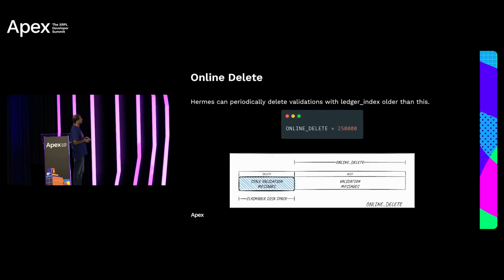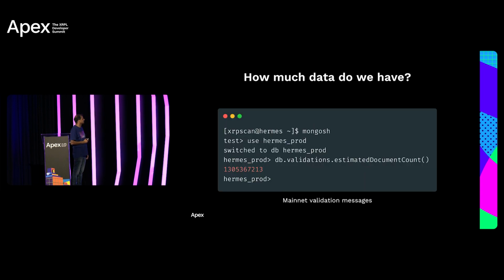Just a note on online delete, you can set it. A lot of the initial users had requested this to manage their storage space. It's very similar to how rippled also works. It stores about 10 days. With this setting, it stores 10 days of validations.